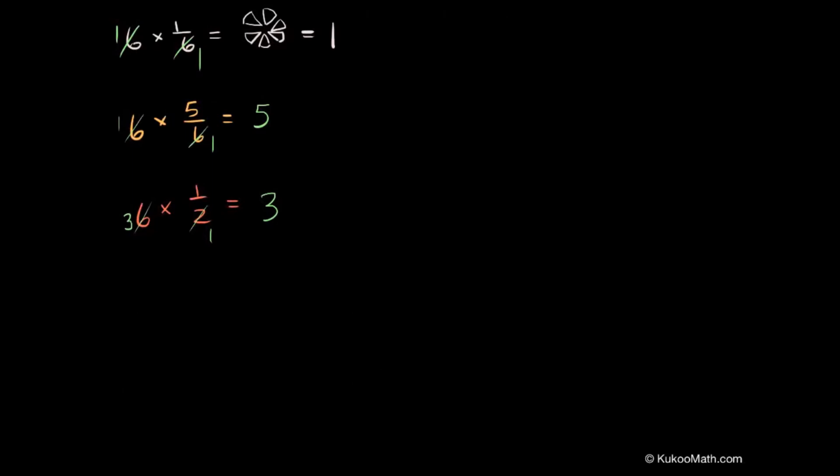Now let's try another problem. Let's try 6 times 3/4. So we're going to simplify, again, the integer and the denominator by the greatest common factor. We're going to cross out the 6 and the 4. It seems like their greatest common factor is 2. So 4 divided by 2 is 2. 6 divided by 2 is 3. Now we've simplified it as much as possible.